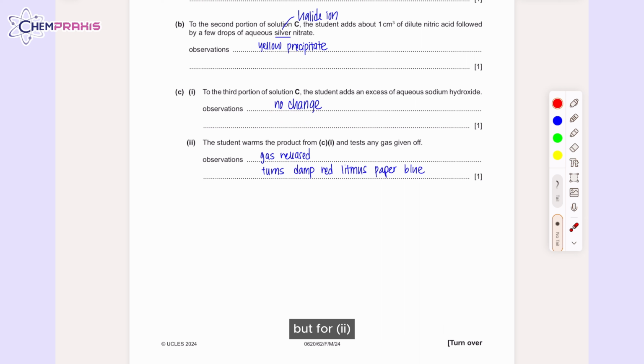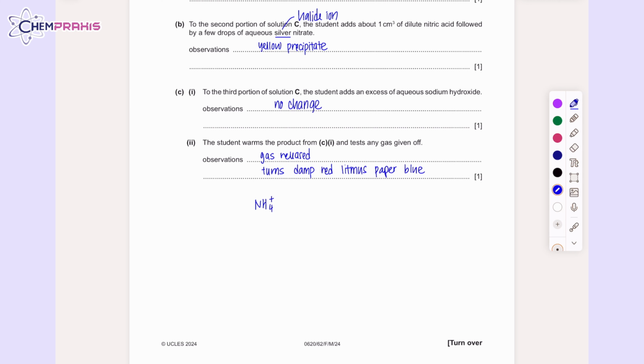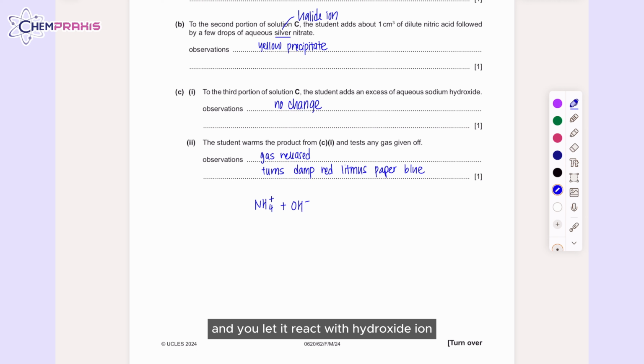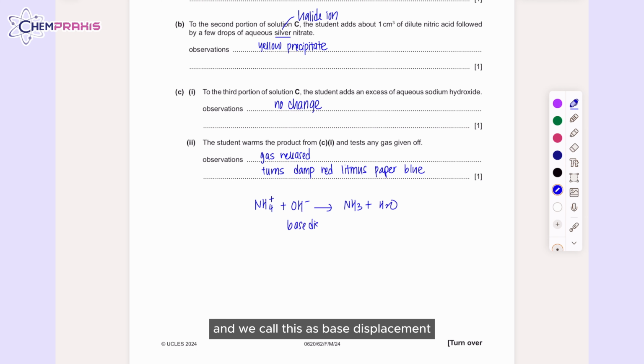But for Roman 2, when the student warms the product from C1 and tests any gas given off, they will have gas released, and this gas will turn the damp red litmus paper blue. For information, when you have ammonium ion and let it react with hydroxide ion, they will form ammonia gas and water. We call this base displacement. The stronger base displaces the weaker base. So when ammonia gas is produced, it will change the red litmus paper to blue.